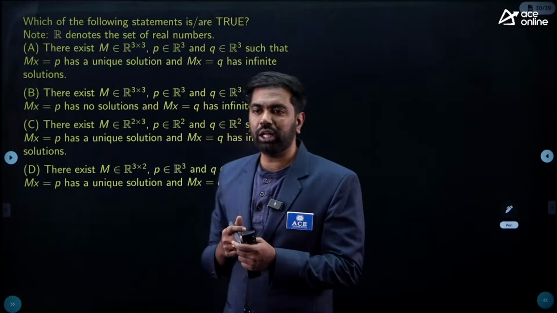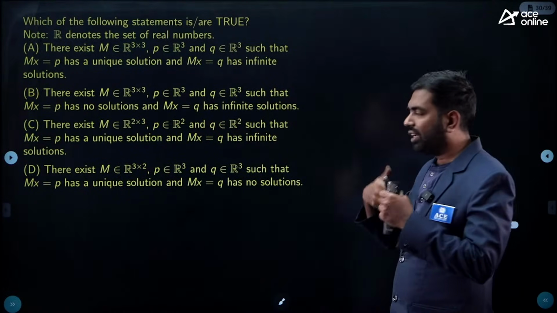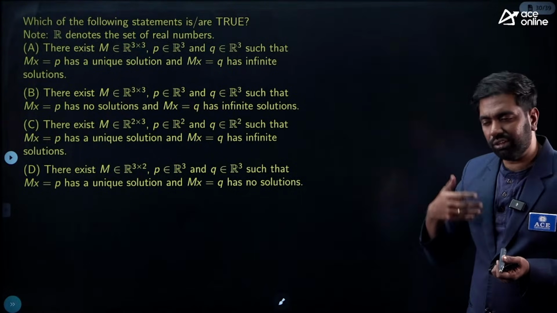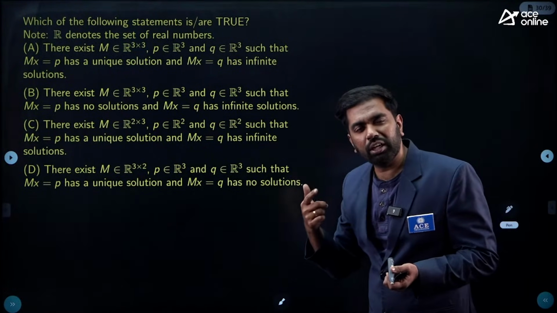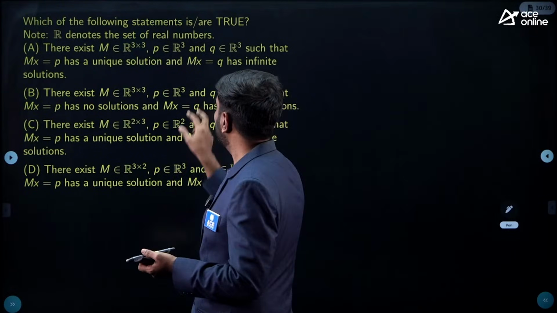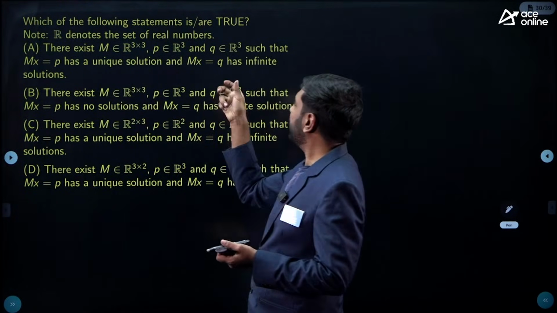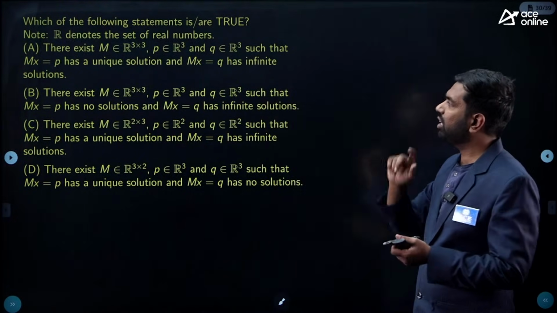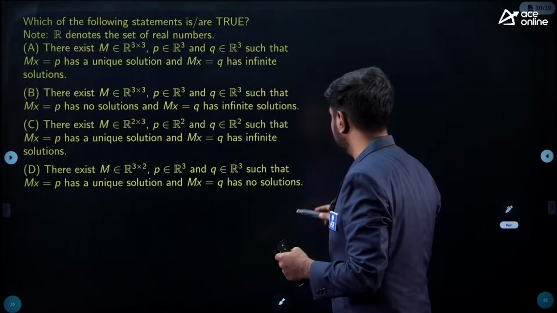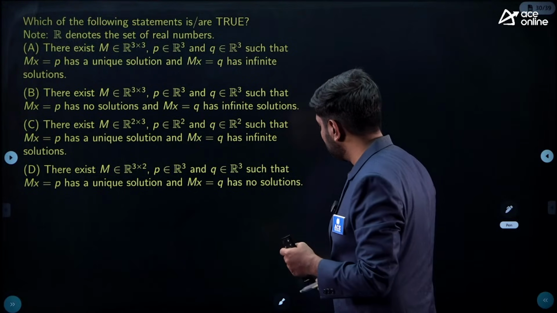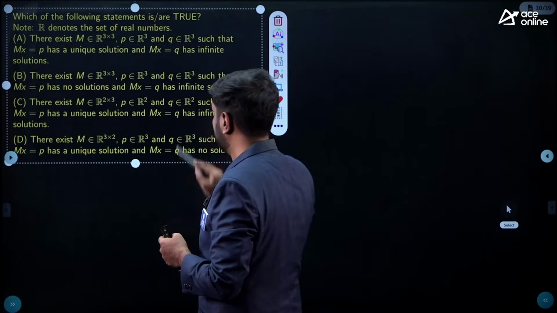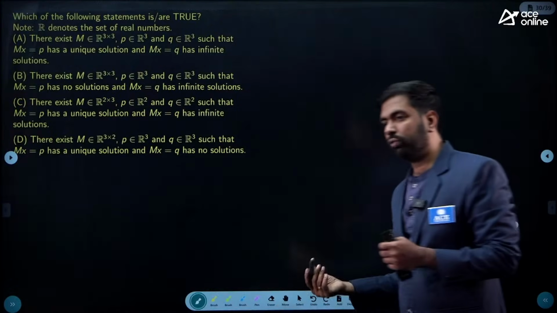So what he wants to tell you is, according to him, there can be a 3 cross 3 matrix M, a 3 cross 1 vector P, a 3 cross 1 vector Q such that Mx equal to P has a unique solution and the same M into X equal to Q has infinite number of solutions. So is it possible? Let us see. And then you have got various other options as well to analyze. So this is actually equivalent to 4 different questions.